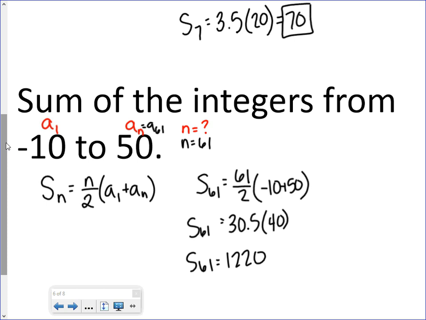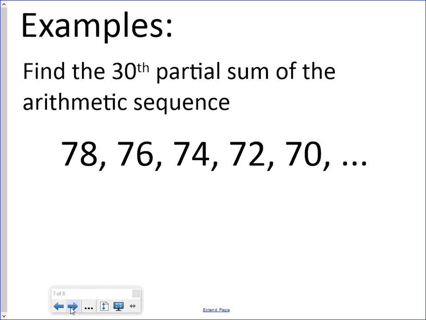We've got a couple other examples to look at real quickly here with our series. So my next example says, find the 30th partial sum for the arithmetic sequence, and then it gives a sequence, 78, 76, and so on. This one's worded a little bit differently than maybe we saw in Algebra 2. When it says the 30th partial sum, it just means the sum of the first 30 terms. So whatever that number is for the partial sum, that's telling us what n is equal to.